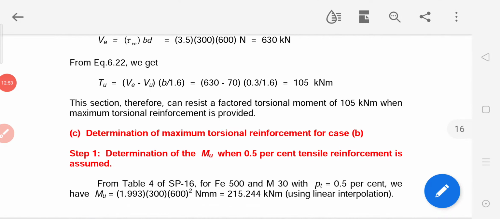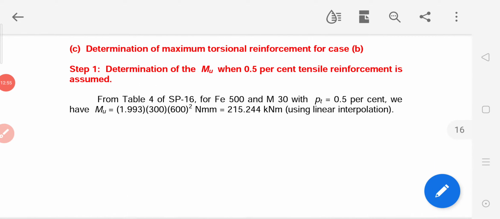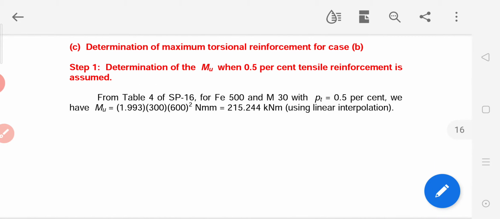Third is the determination of maximum torsional reinforcement for case B. For this, we find from different stages. Step one is the determination of Mu when 0.5% tensile reinforcement is assumed.